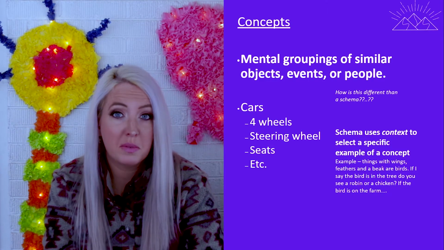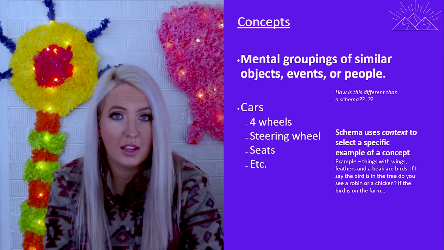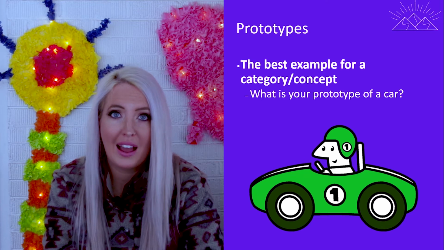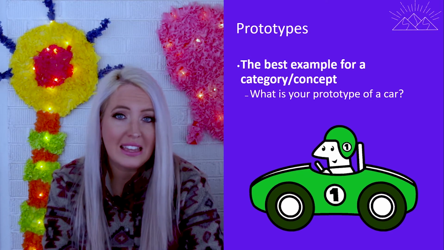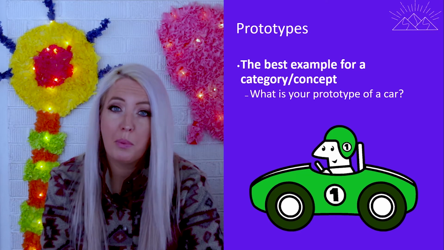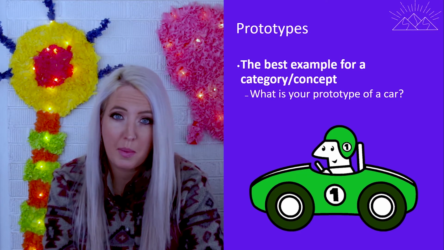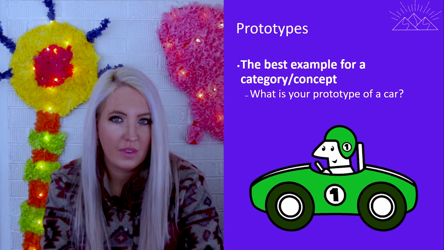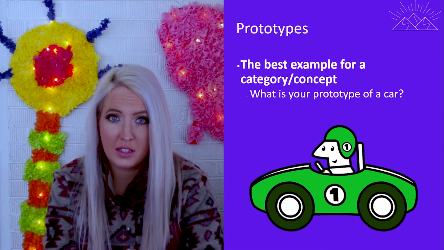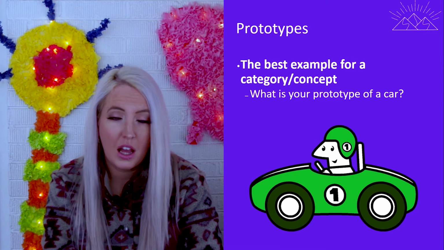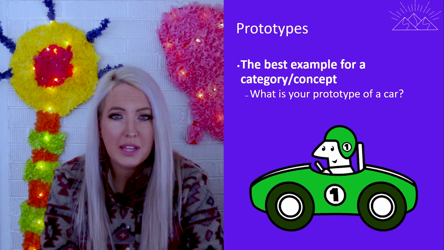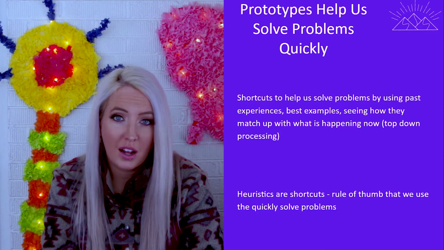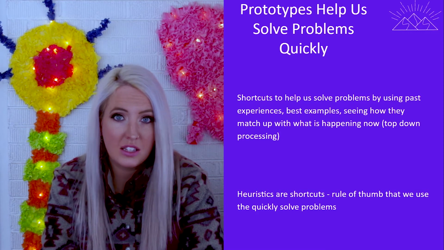If we're talking about a specific type of car, then we are talking about a prototype. And so a prototype is our best example for a category or concept. So if I say, think of a car, whatever brand of car or type of car that pops up in your head, that would be your prototype, your best example for a car. And everybody's prototype could be different, but they all fit into that concept of what a car is. So prototypes help us to understand the world and solve problems quickly. They become our shortcuts for making sure that we can make sense of the world around us.